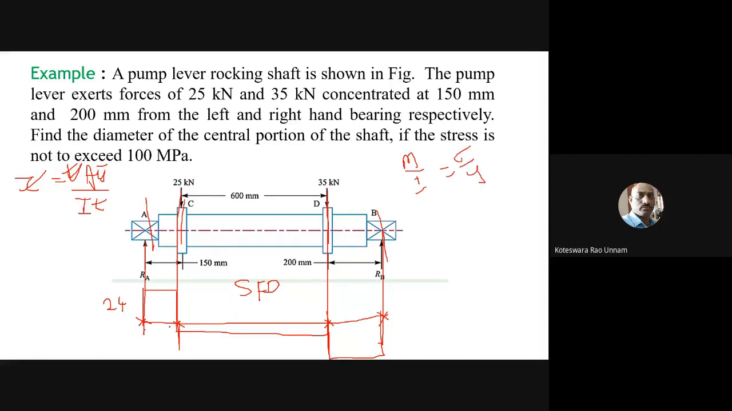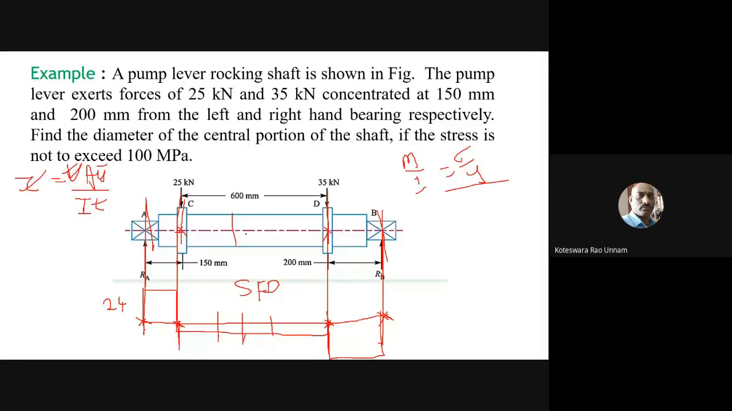So I cannot apply that formula to some other location here. See here, the shear force is not 0, so I cannot apply this formula to this location. I can apply it only at the location where the shear force is 0. So I need to compute the bending moment at C and D. Of course, the bending moment at A and B is 0 only.